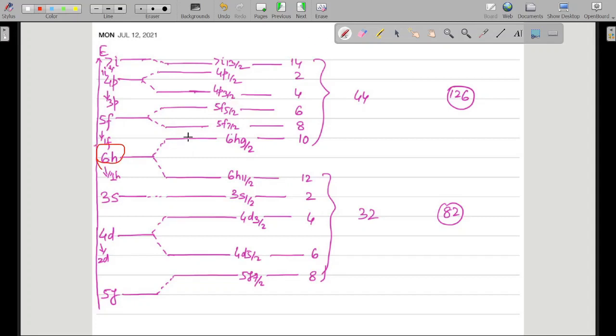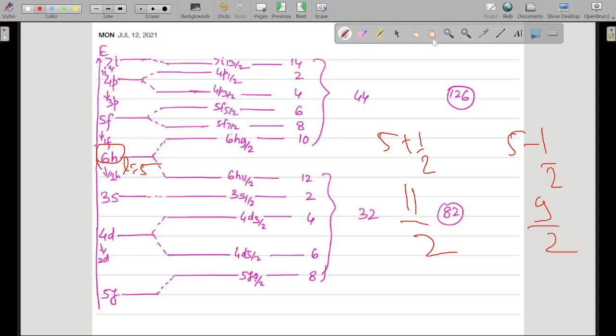Now for h, what is the value of L? s, p, d, f, g, so L equals 5 for h. So 5 plus half will be the lower value of J, and 5 minus half will be the higher energy level value of J. So that will be equal to 11/2 and 9/2.